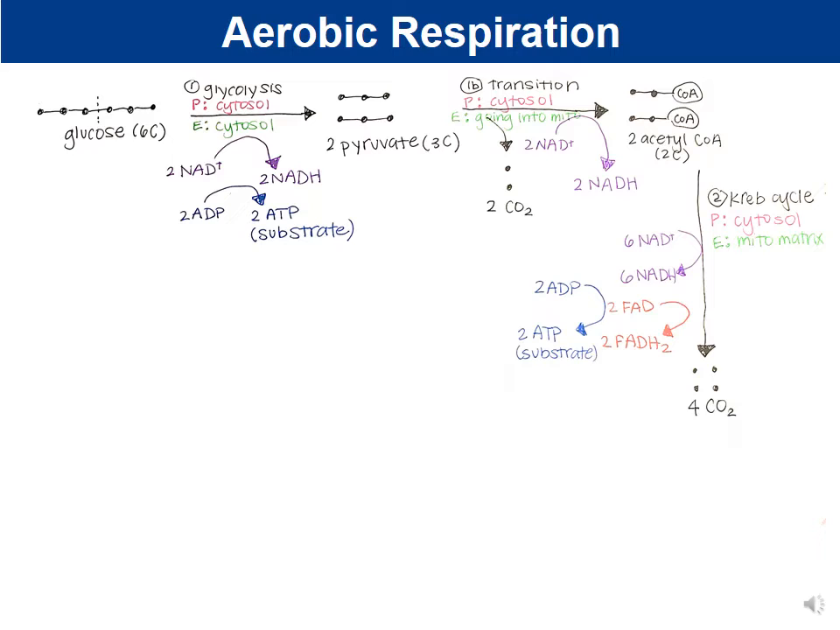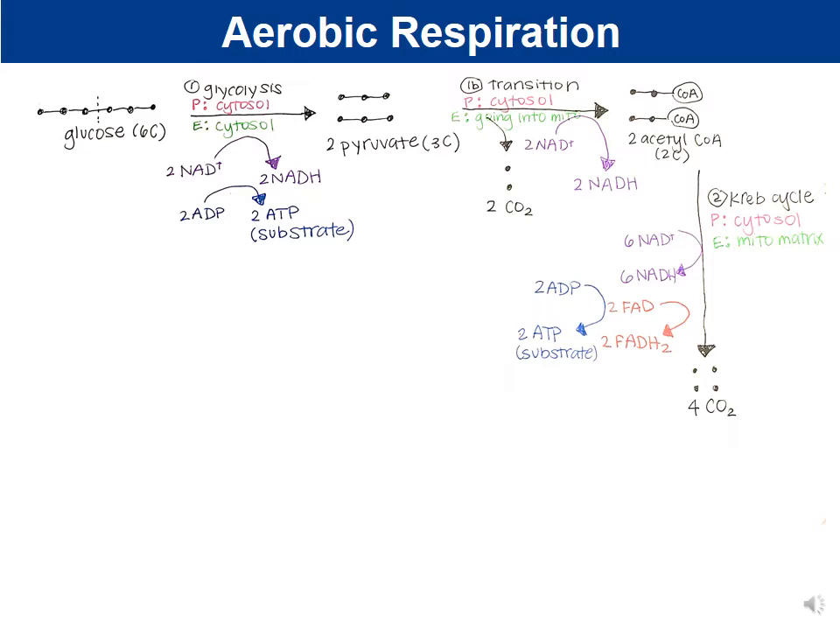We put in 2 FADs, which is another electron carrier. What we get out are 2 FADH2s. So the FAD has become reduced. It's gained its electrons, it's gained its hydrogens, and it's energy rich. We put in 2 ADPs, adenosine diphosphates, and what we get out are 2 ATPs, and those ATPs are produced by substrate level phosphorylation.